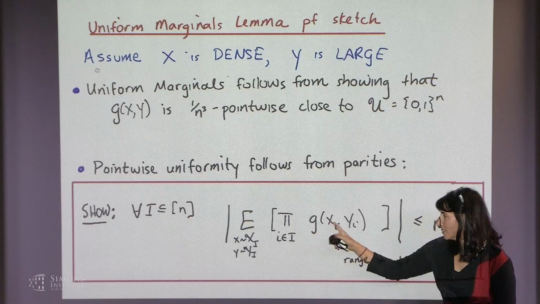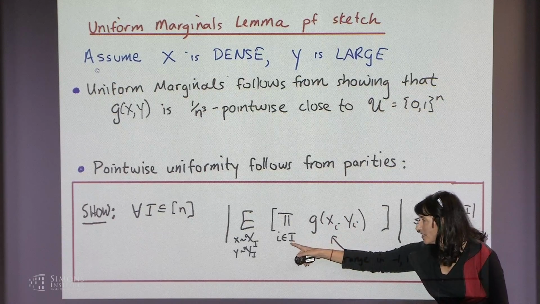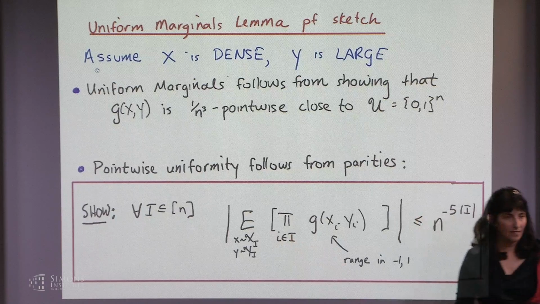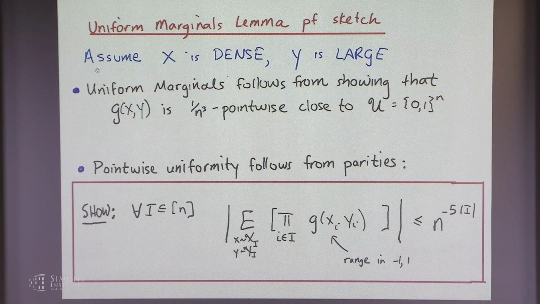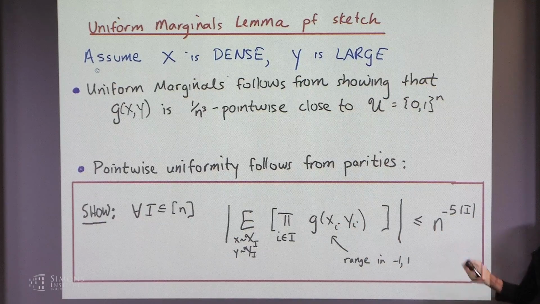So do you remember what this is? This is like the index gadget. X points to a location in Y, and we're doing this for all I. That's giving us a bunch of values in 1 minus 1, and we want to know what the expected value is. We'd like this to be very close to 0, so that there's no bias towards 0 or 1. The parity is roughly half the time 0 and half the time 1.